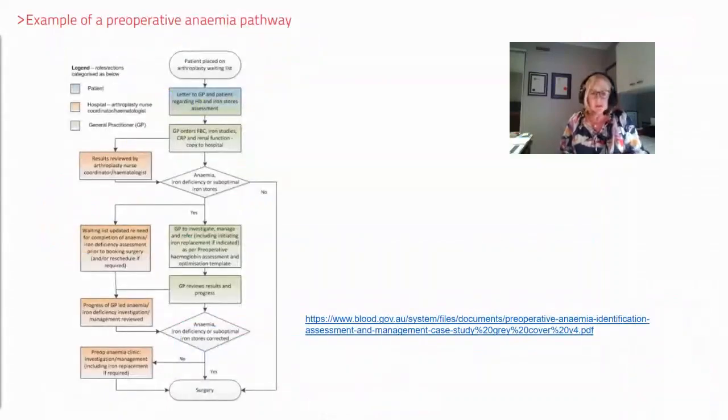So now I'm going to show you some examples of anaemia pathways that have been used and are currently readily available.